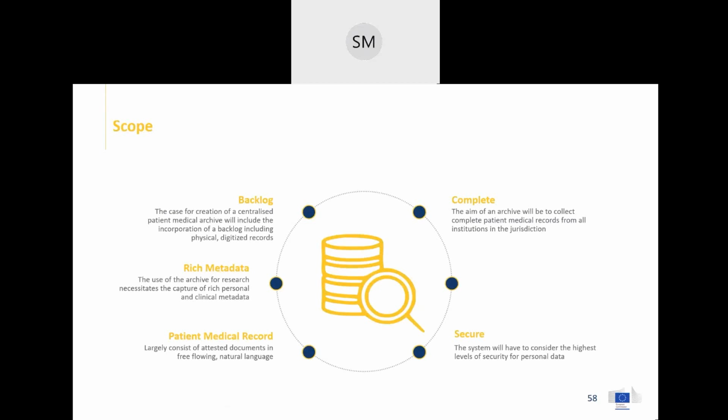Metadata, as has been described by Karen and by Hannah-Marie, is one of the key parts of a health archive, as in any archive. It is the creation of rich metadata by which we can locate and search the contents of the archive to find what we're looking for. And because the basis of patient medical records is still documents in free-flowing natural language text, the metadata becomes very important.